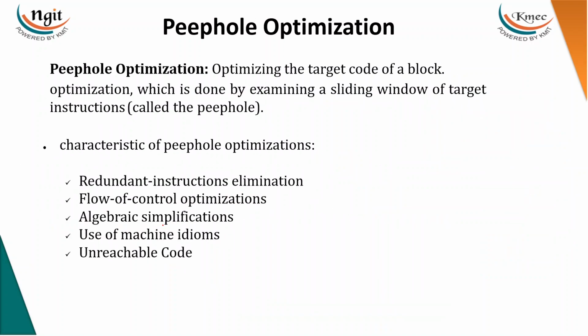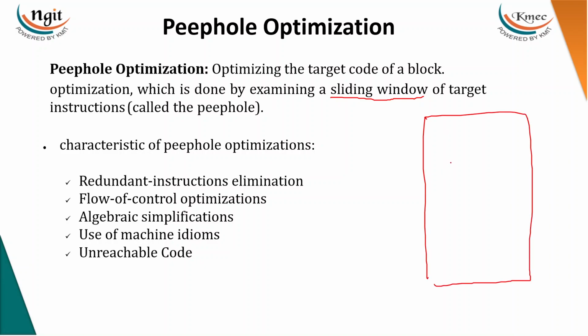So what is peephole optimization and what are we going to do, we'll discuss now. Optimizing the target code of a block, a single block, as I told you, is done by examining a sliding window of target instructions. The main behavior of peephole is a sliding window. For example, if you have a whole code like this, we are going to focus on a window of it. This is called the peephole. Throughout the code we take a sliding window and perform the optimization.